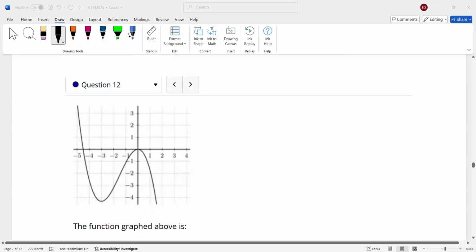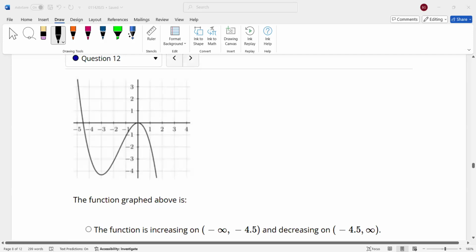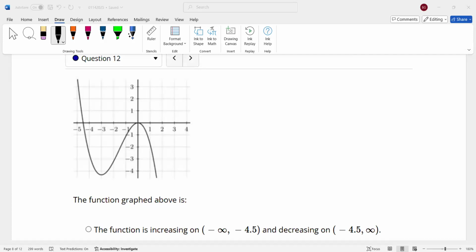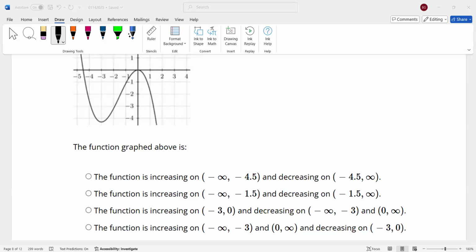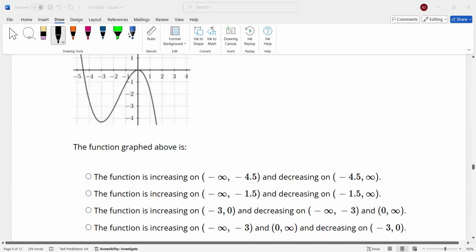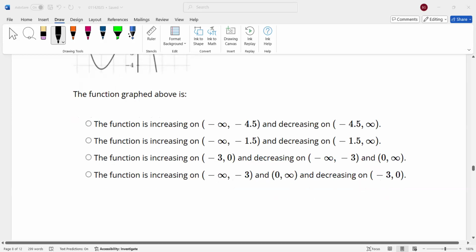Let's look at the problem here. We are given a curve. Obviously, the curve represents a function because it passes the vertical line test, right? It goes down, and it goes up, and it goes down. It seems like a polynomial function with degree 3, and in future chapters, you will be able to tell what type of function this is. We are going to choose the correct one from the 4 answer choices.